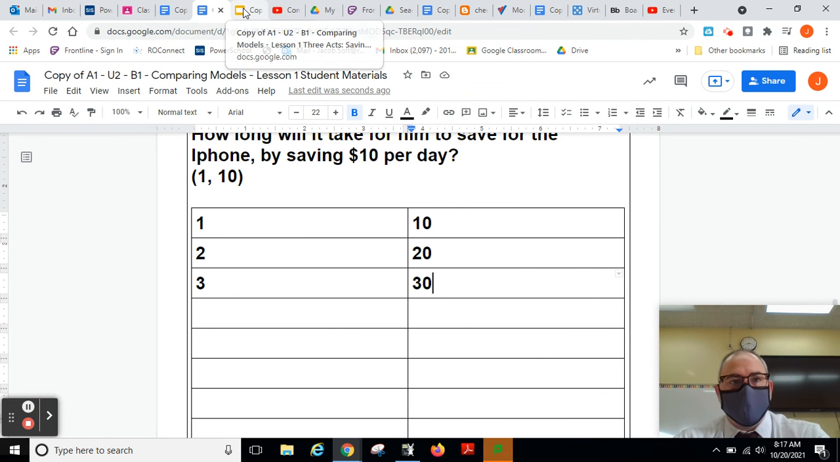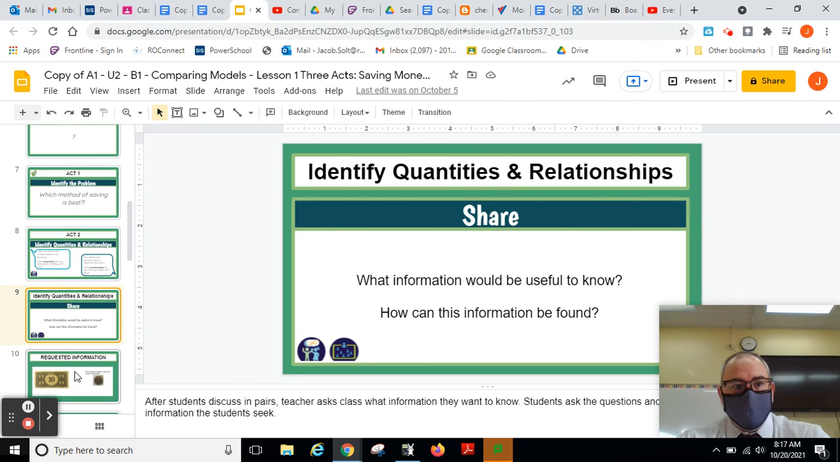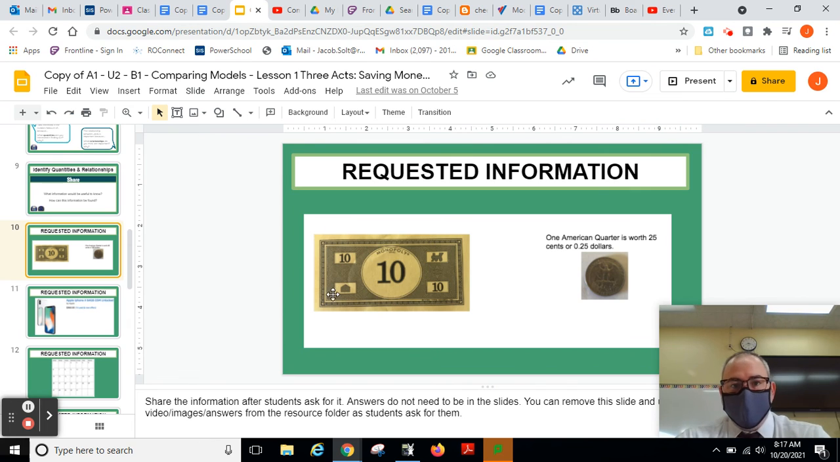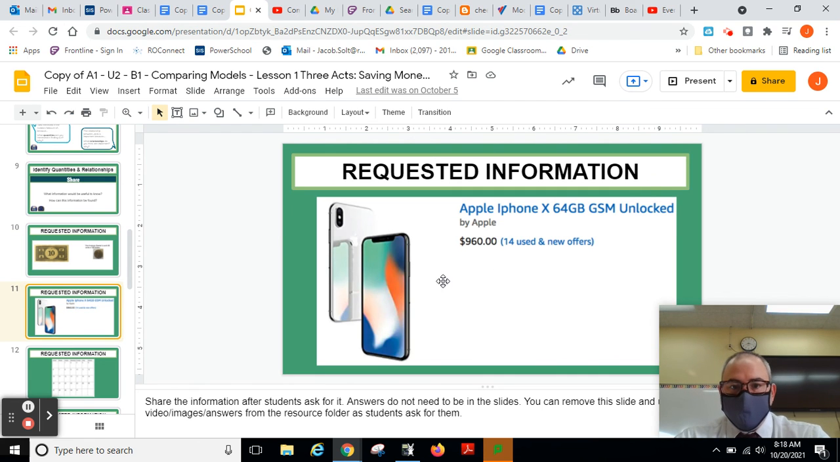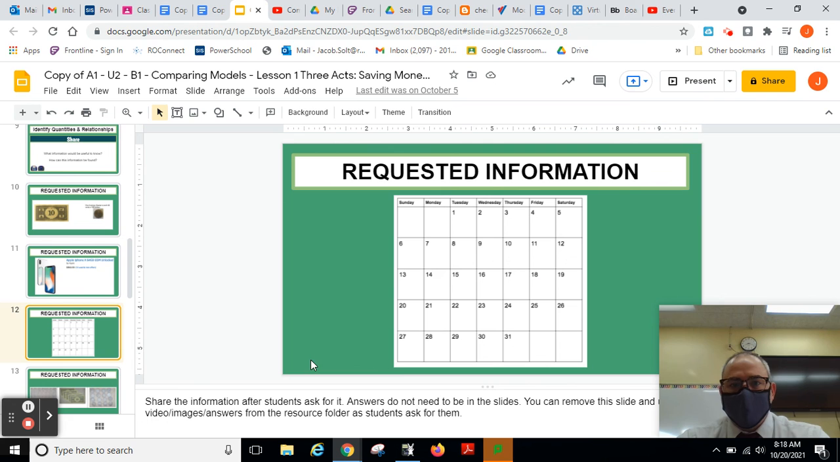Let's go back and look at those quantities. Act 2. Okay, we identified the quantities. We identified the problem. What do we need to know? We need to have some information here. So he starts in the one box. On day 1, he starts with $10. On day 1 in the other box, he starts with 25 cents. And the phone, the number we're trying to reach, the magic target for the iPhone 10 at this time was $960. All right. And then here is a calendar you might want to use for that.